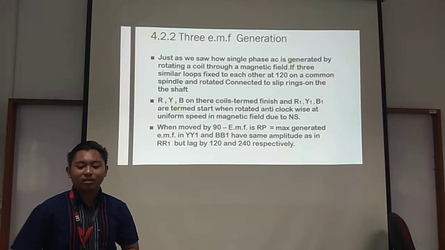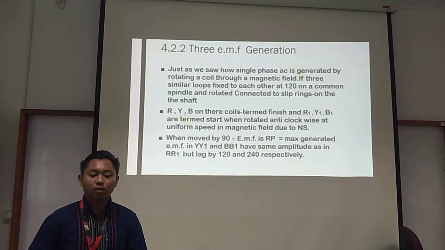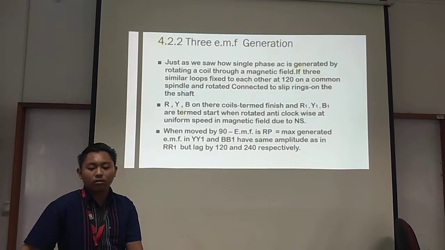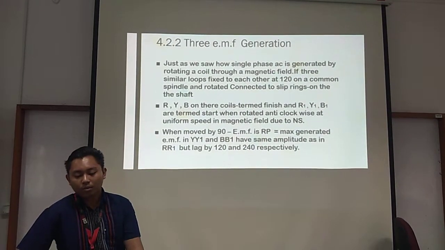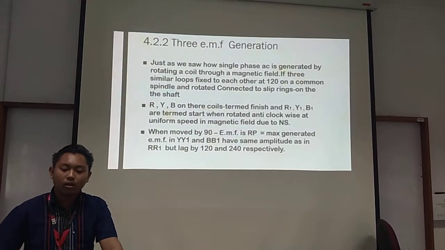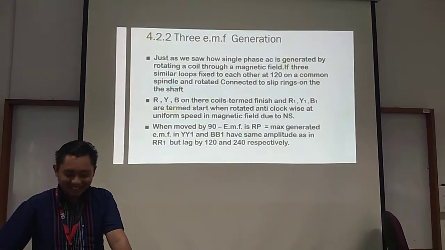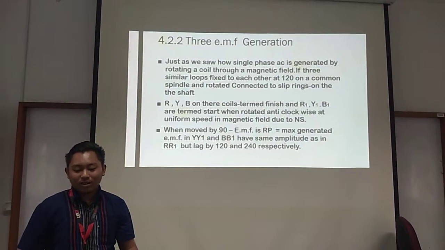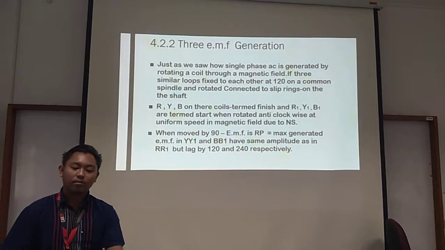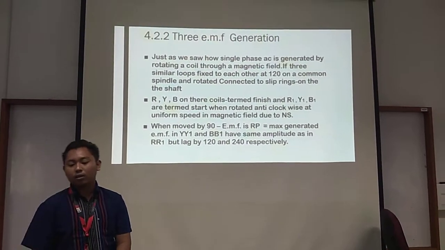Three EMF generation. Just as we saw how single-phase AC is generated by rotating a coil through a magnetic field, if three similar loops are fixed to each other at 120 degrees on a common spindle and rotate, connected to slip rings on the shaft, R, Y, B on the three coils are the finish ends and R1, Y1, B1 are the start ends, when rotated anti-clockwise at uniform speed in the magnetic field due to N and S. Same maximum EMF is generated in YY1 and BB1, with the same amplitude as in RR1, but lagging by 120 degrees and 240 degrees respectively.